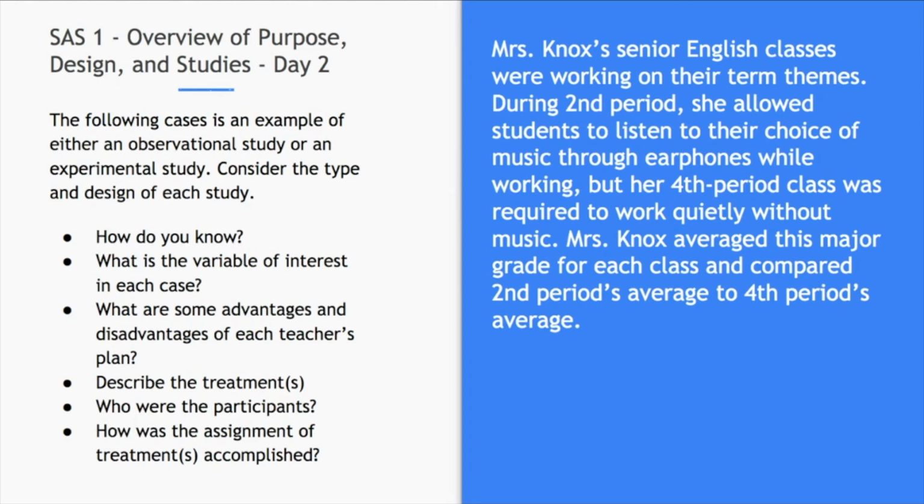The participants were both students. You had the students in second period who had the treatment, the students in fourth period who didn't have the treatment. So the second period class were the treatment group, and the fourth period class was a control group. Now, the assignment of the treatment was accomplished just by giving them the option or telling them what they could and could not do.